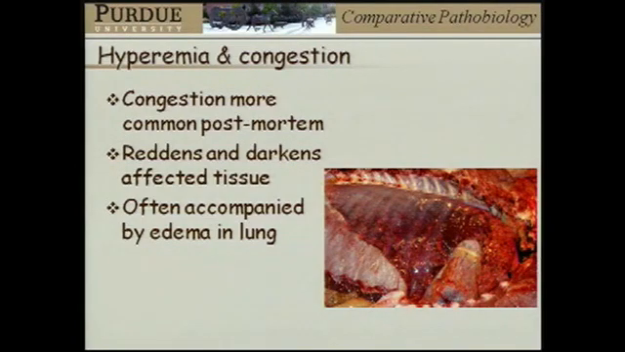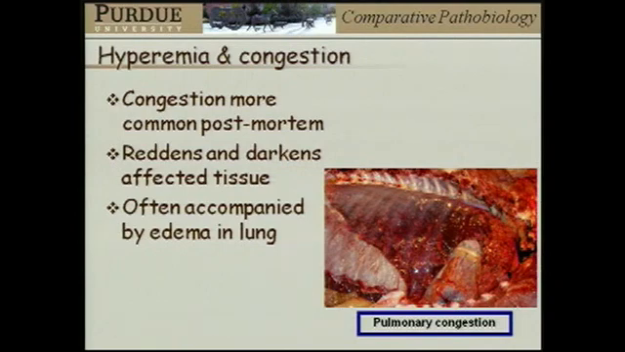But congestion, as you might expect, will redden and darken the tissue. In the lung, it's often accompanied by edema. It also tends to expand tissues. So you'll notice that in this example of pulmonary congestion in a horse, in addition to most of the lung, this part of the lung specifically being darker than it should be, there's somewhat more normally colored lung in the cranial lobe. So the lung is not only darker, but you can also appreciate that it's expanded.